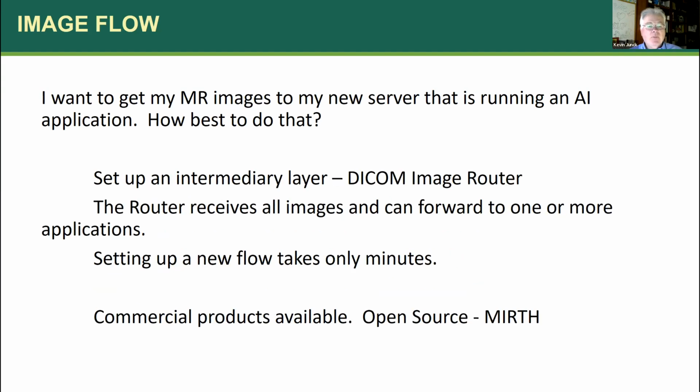Okay, so maybe, and this is what we've done here at UAB, maybe we set up an intermediary layer, some type of a DICOM image router. So the router receives all the images, and then the brains are kind of there at the router. It can forward those images to application A, application B, application C, and I can usually configure that pretty quickly and pretty simply.